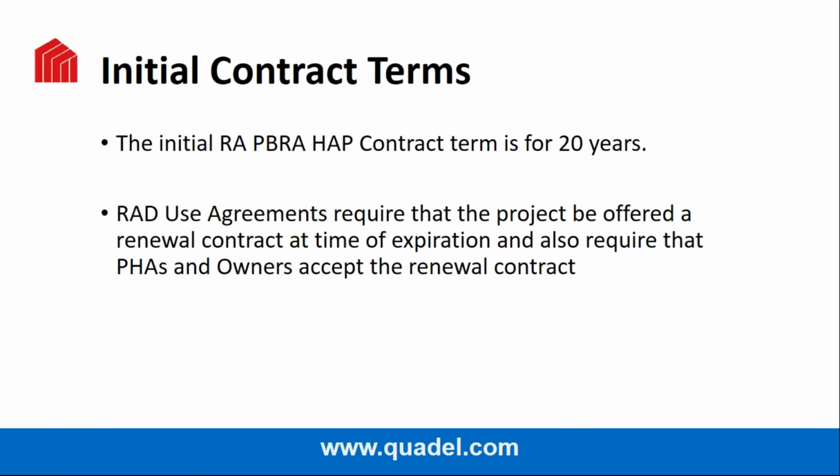All PHAs and private owners wishing to convert assistance under RAD-PBRA must be willing to and agree to accept a 20-year HAP contract. There's no way around this. This is the requirement to elect to convert under PBRA. Another requirement is that the PHA must agree to a renewal contract upon expiration of the initial 20-year PBRA HAP. So keep that in mind for future years when the original PBRA HAP contract does expire.